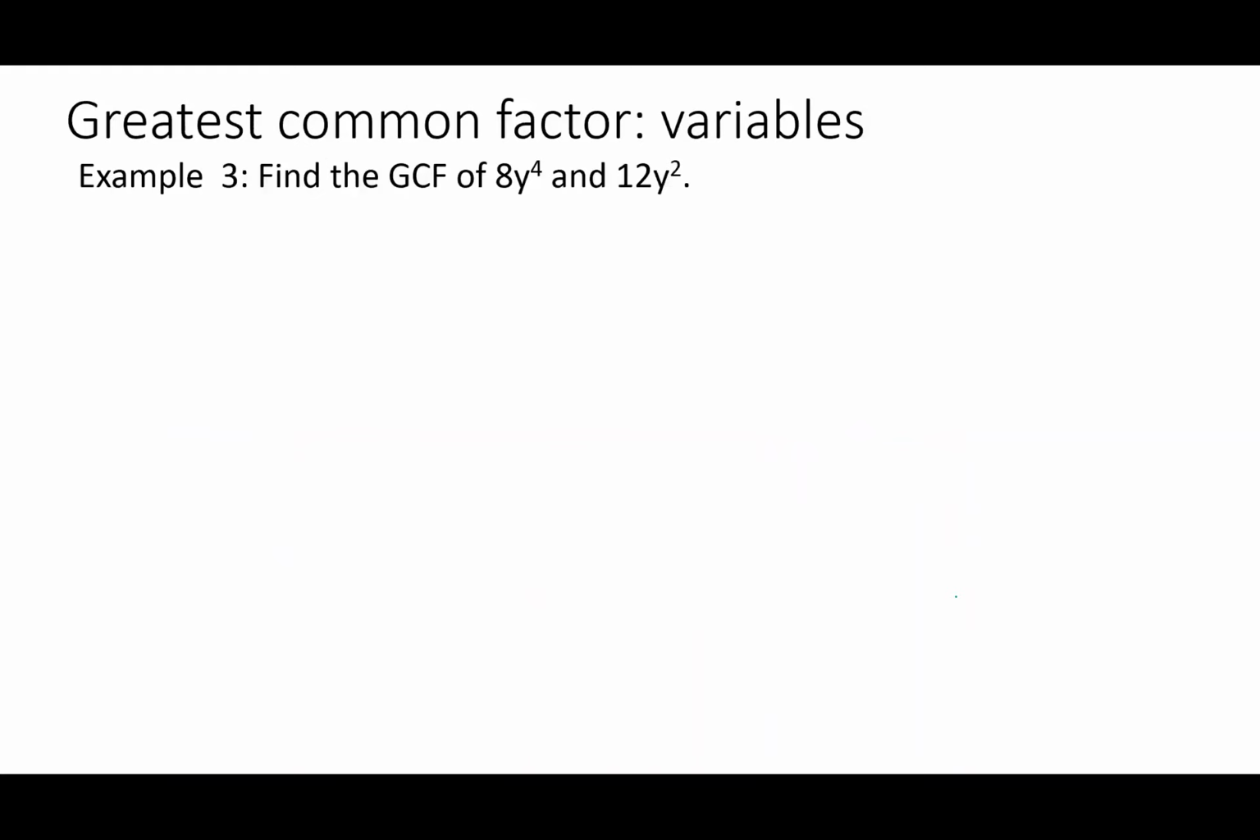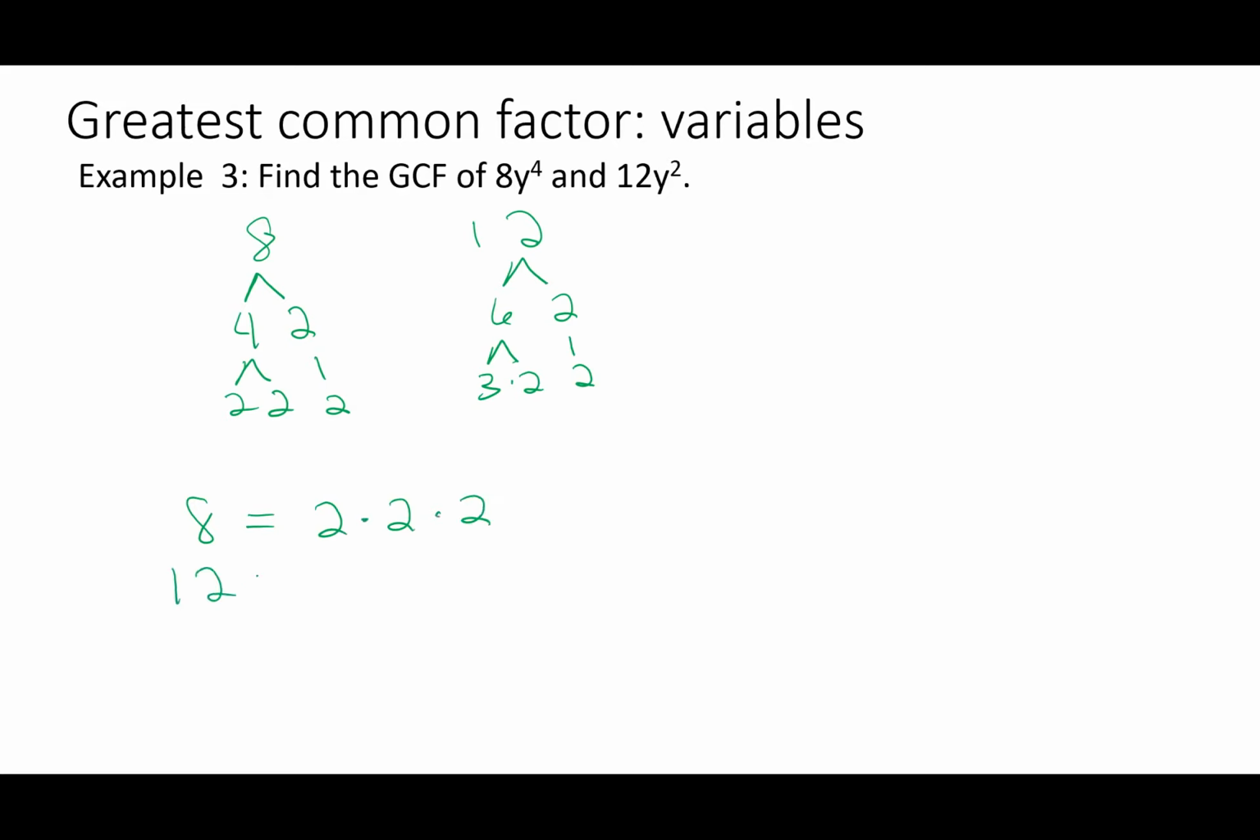Now this one, when you throw variables in there, do your 8 and your 12 just like we did with the numbers in your factor tree. Now you may, on some of these, know the GCF just by looking at them. And if you do, you do not have to do the factor tree. Okay? So 8 is 2 times 2 times 2, and 12 is 2 times 2 times 3. You can write your y's out here, like with the 12, you can put 2 y's, and with the 8, 4 y's.